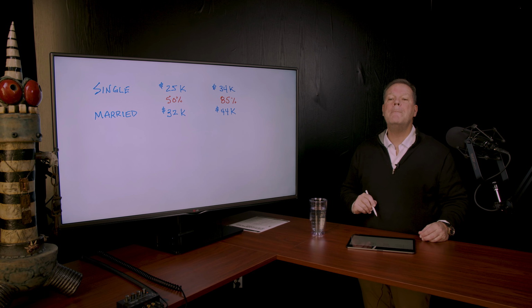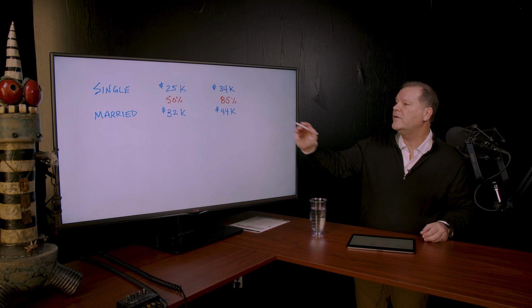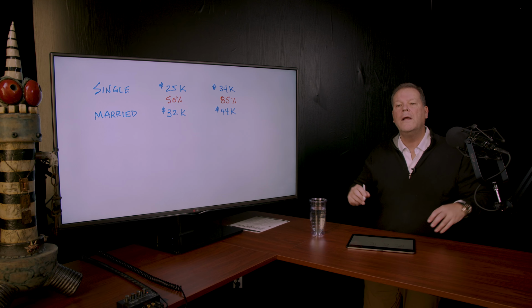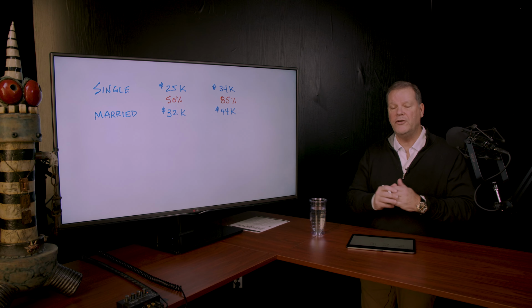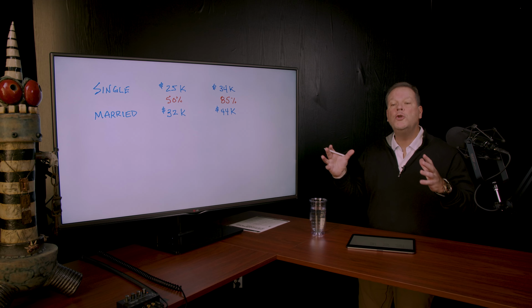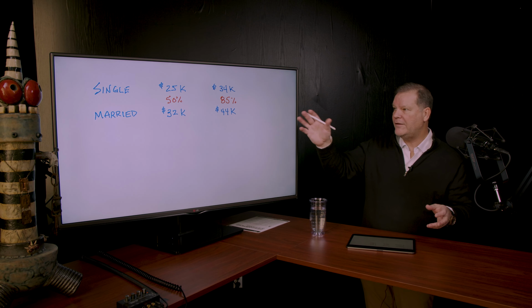If your modified adjusted gross income, if you're single, exceeds $34,000, or if you're married, exceeds $44,000, now up to 85% of your Social Security is included when calculating your taxable income. That's what those mean. But the question is, what in the world is modified adjusted gross income?